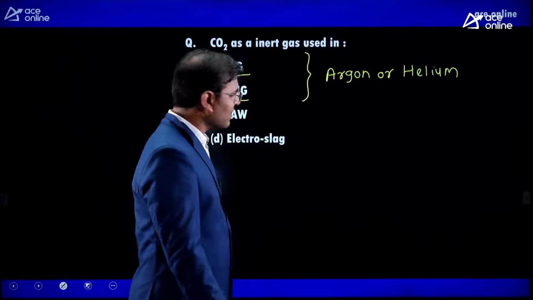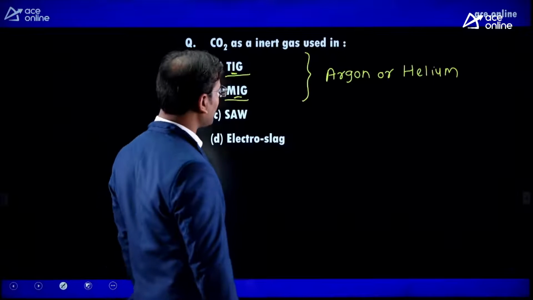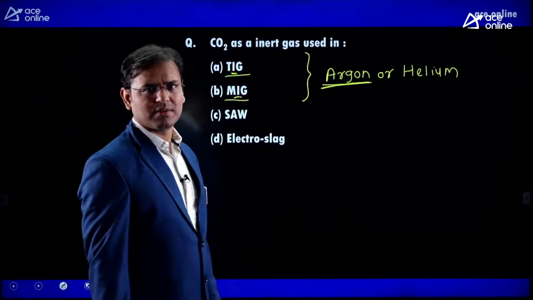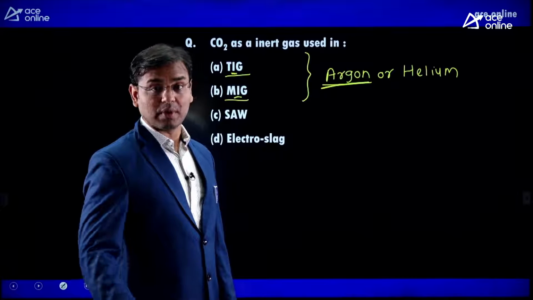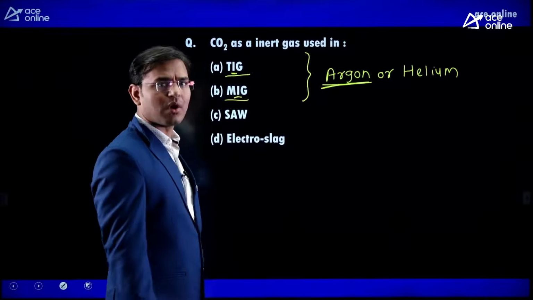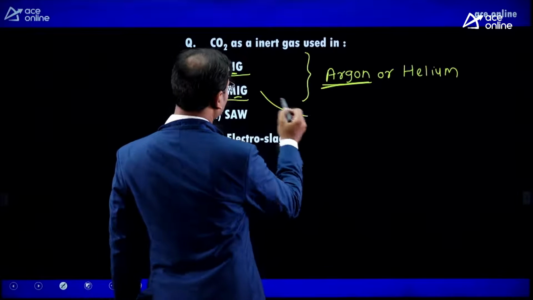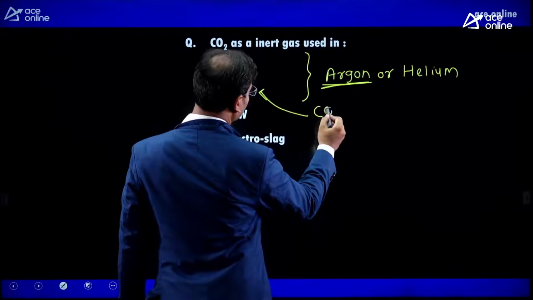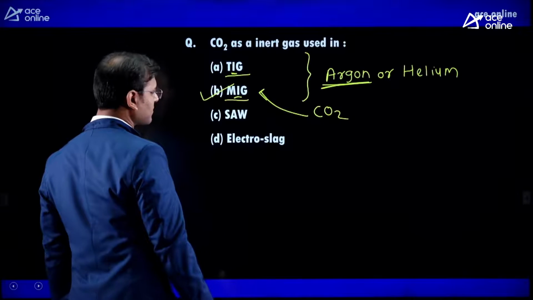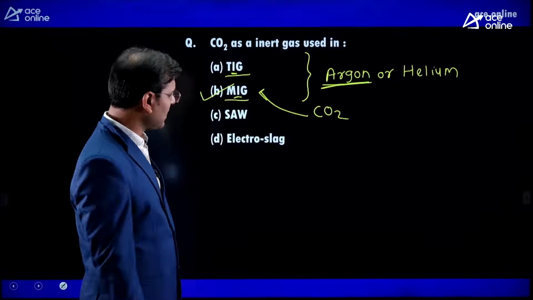But guys, if you ask an engineer who has worked more than 10 years in industry, he will tell you about argon only. He doesn't know about helium, because only a few industries, few MNCs, use helium. But we can use argon or helium or a mixture of the two. But in MIG additionally, we can use carbon dioxide also as the inert gas. Hence CO2 as inert gas is used in MIG. Okay, in MIG sometimes carbon dioxide is used as the inert gas.